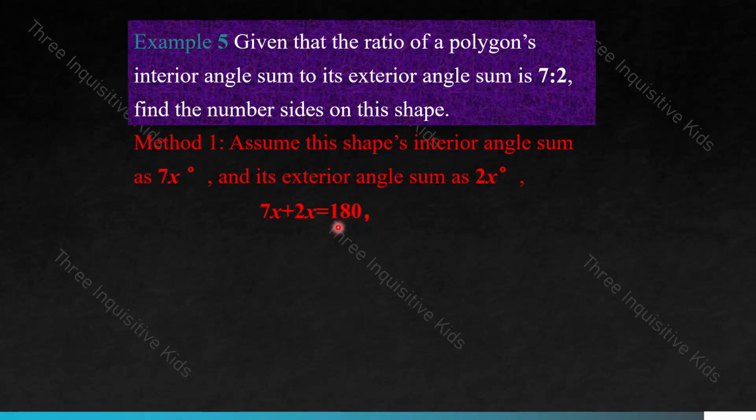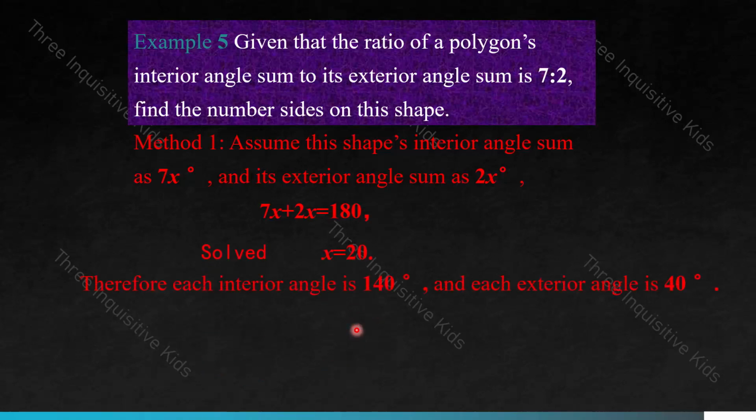All I do is choose the same variable, and then I do 7x to 2x. Or if the ratio is 3 to 7, or let's say 3 to 10, I do 3x to 10x, or 3a to 10a. So what I do is always choose the same variable times the number of units in that ratio. So after solving this equation, x is equal to 20.